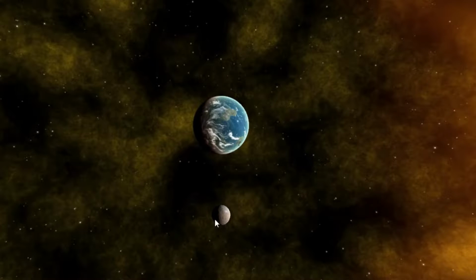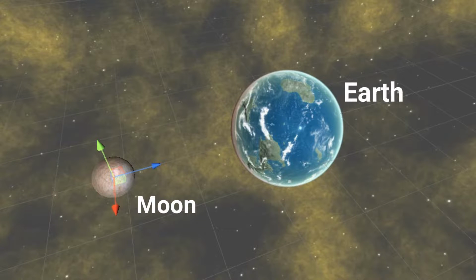In this video, we will talk about rotate around in Unity. The best example for rotate around is the movement of the planets in the solar system. For example, this moon which wants to rotate around Earth.